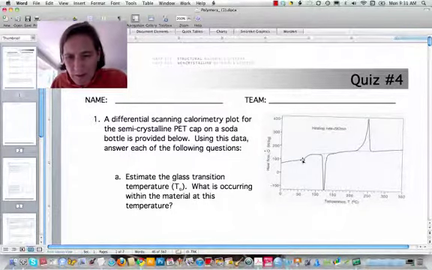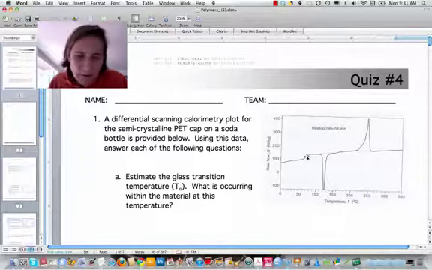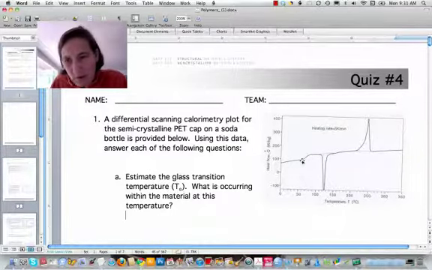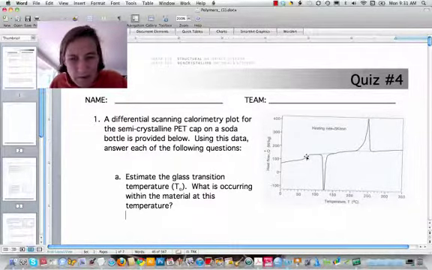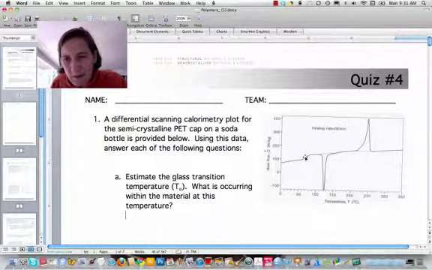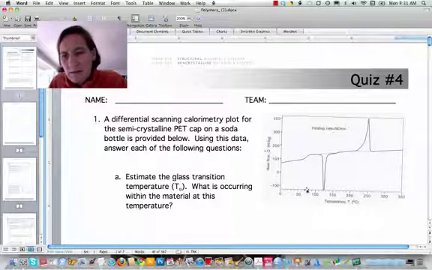So the glass transition temperature occurs somewhere in here, and normally what you do is you draw a little triangle. Actually, the software does it for you, but you draw a triangle, and the glass transition temperature is somewhere around the halfway point of the hypotenuse of this triangle. So in this case, for the glass transition temperature, you would go straight down and approximate it somewhere around 75 degrees Celsius.